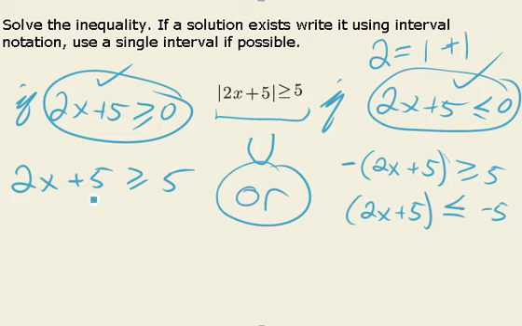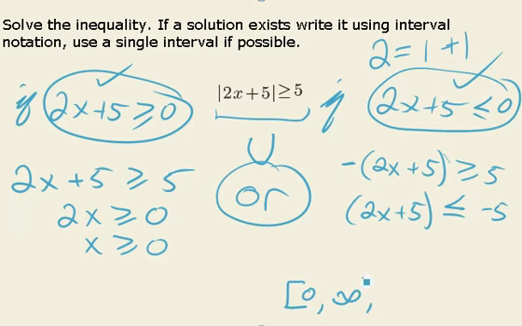So let's go ahead and do that. On this side, let's subtract 5 from both sides. So we get 2x greater than or equal to 5 minus 5, which is 0. Divide both sides by 2. x greater than or equal to 0. That's everything from 0 out to infinity, right? And I get to include 0 because of this greater than or equal to.